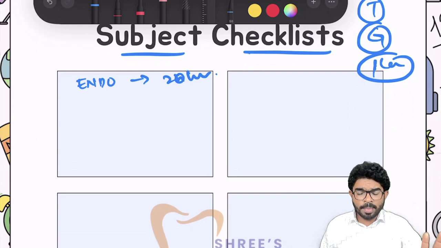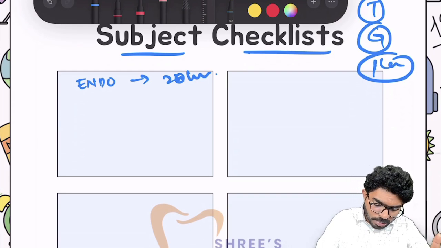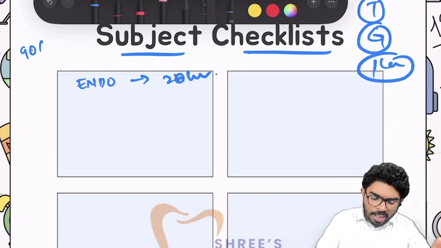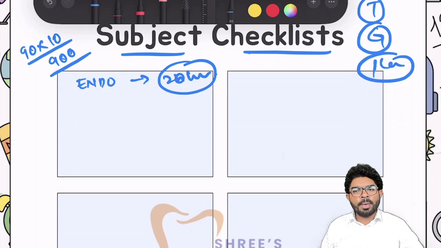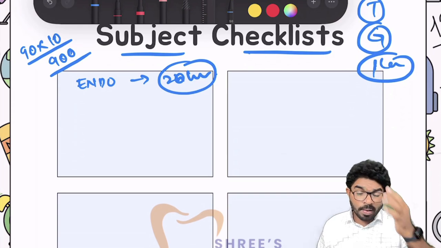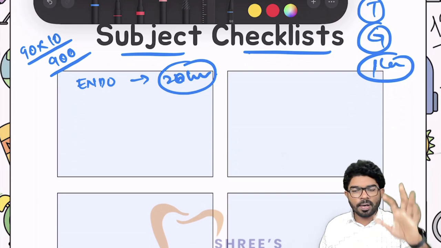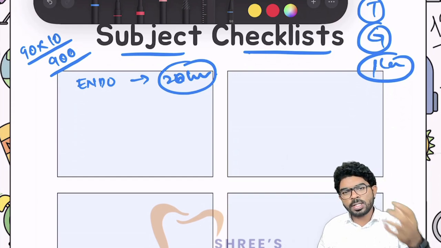I need to finish the syllabus in these 3 months. If I'm reading 90 days into 8 or 10 hours, that turns around 900 hours of preparation time. In this 900 hours, I can allocate maximum 20 to 25 hours for endo. So in 20 to 25 hours for endo, what can I do and what sources I have to do?